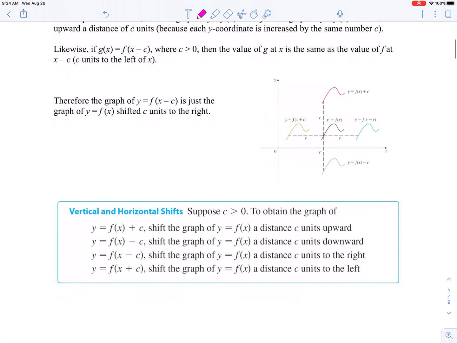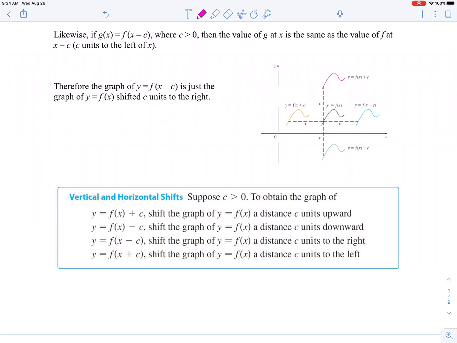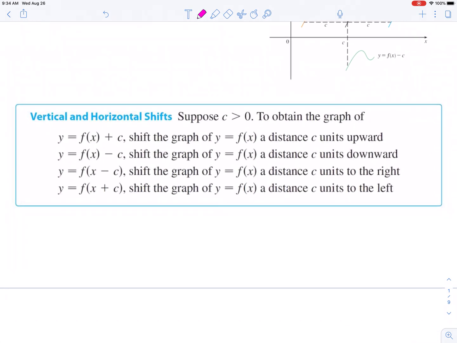What you want to remember, and I'm going to go over this section a little quickly too because it is review, this is the stuff you want to remember right here, okay? So if we're going to add some value, C is just some constant positive number. If we add a constant value to the function, remember, f of x is the same as y, right? So we're adding numbers to the y values, which means we're going to move upwards, right? Because on the y-axis, if you add, you're moving up.